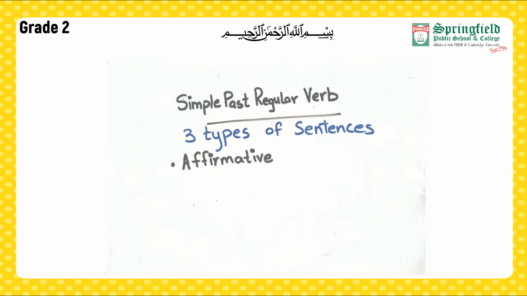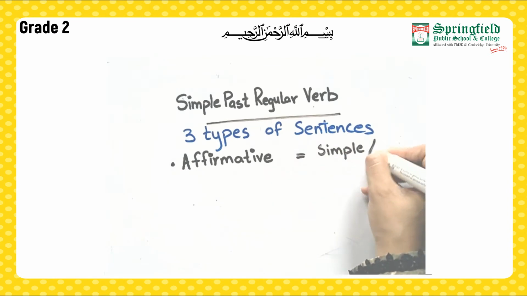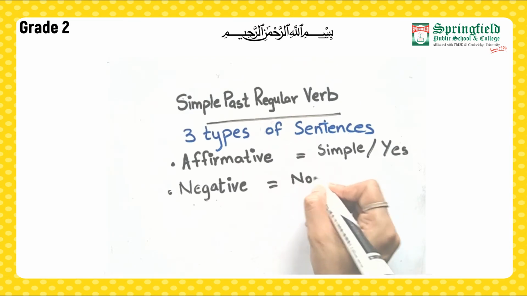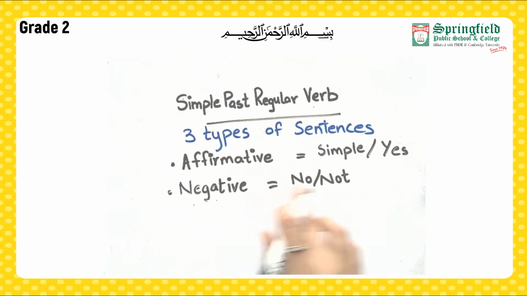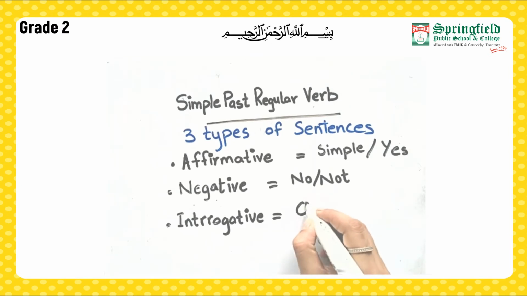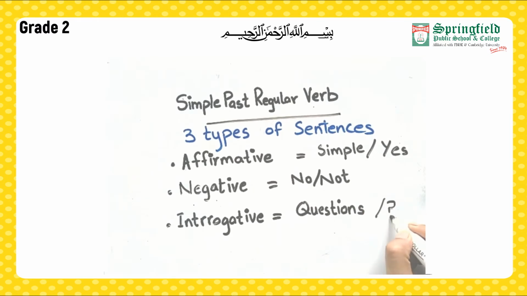Now let's see what kinds there are. Affirmative. Repeat after me. Affirmative sentences are simple or yes sentences, positive sentences. Next is the negative sentence, or no, not sentence. By adding no or not, we make negative sentences. And the third type is interrogative sentences, which are question sentences. We add a question mark in it, and for the others we add full stops.